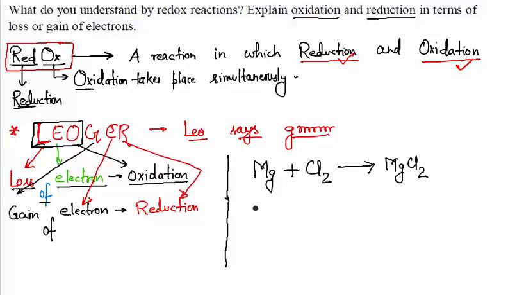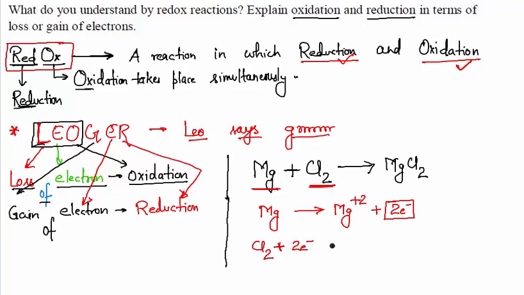Basically, being a metal, you know, metal has a tendency to lose electrons. So magnesium will lose electrons. It will lose 2 electrons, forming Mg2+ plus 2 electrons. And where are these 2 electrons going? Here we have chlorine, which is a non-metal. This chlorine will accept these two electrons, and it will form 2Cl minus.